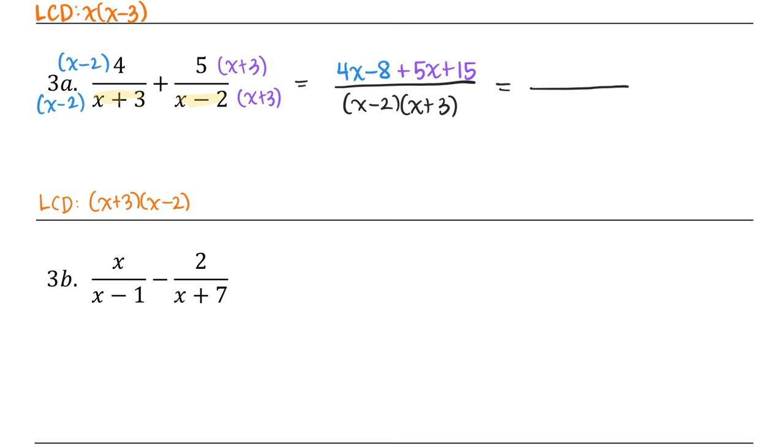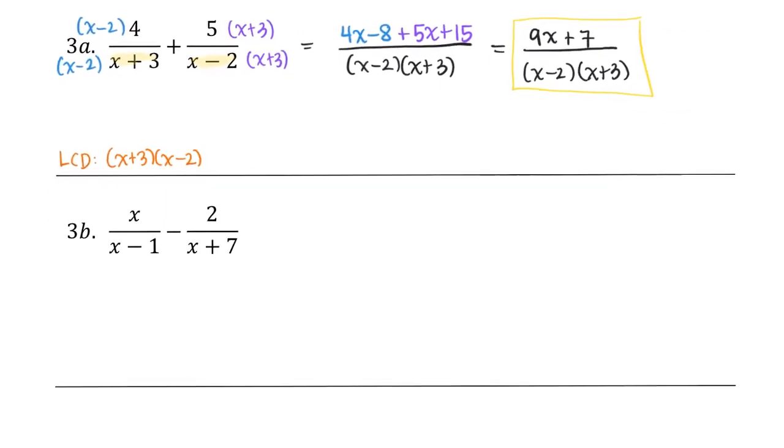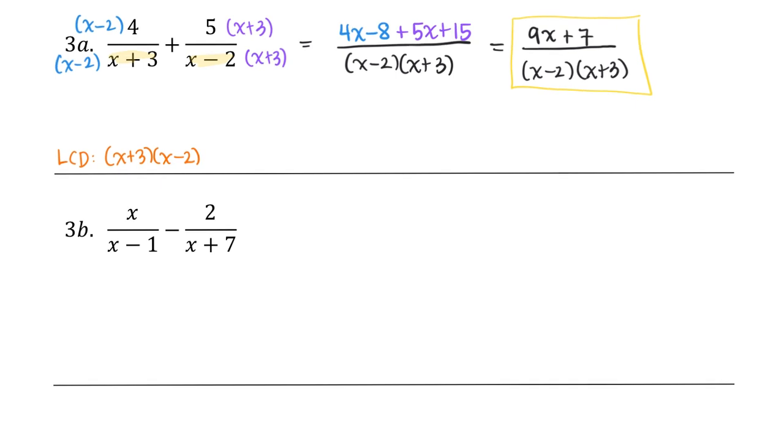So 4x plus 5x is 9x. Negative 8 plus 15 is positive 7. My denominator stays the same, and I want to keep it factored in case something cancels later. 9 and 7 do not have a common factor, so I'm going to leave it like this, nothing cancels. But again, sometimes they do, so you should always check. 3b is similar if you're working ahead.